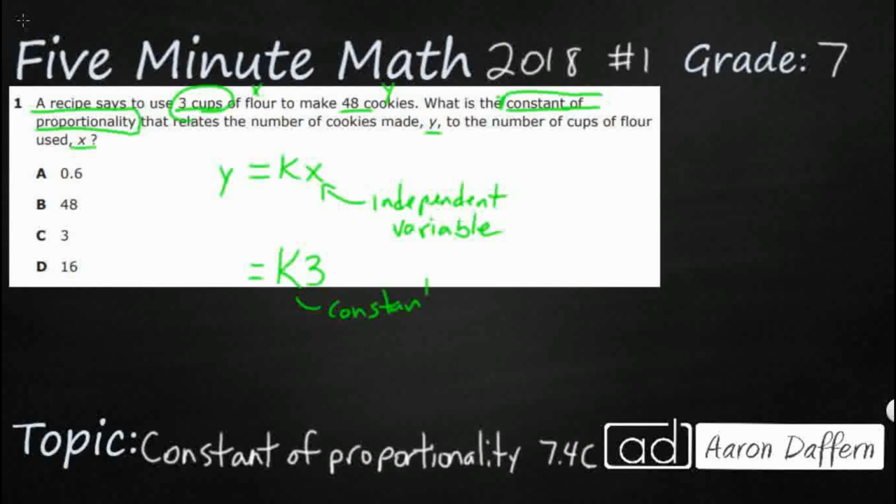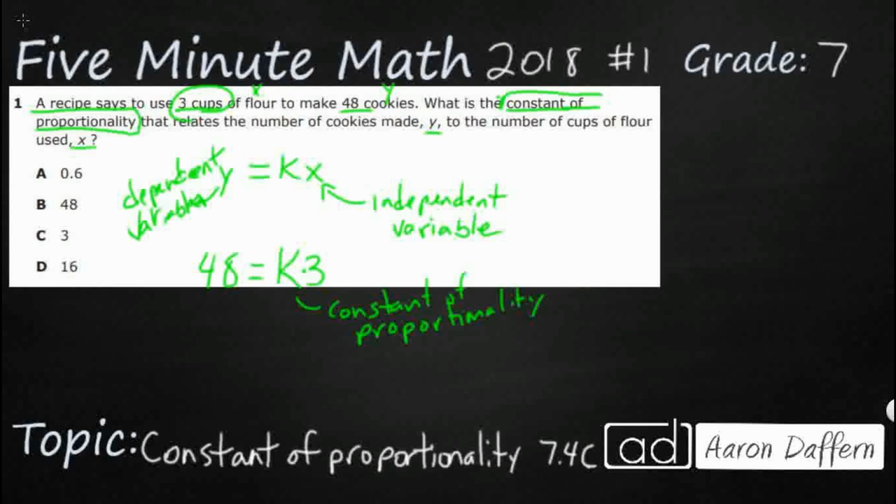So this constant, what are we multiplying this 3 by in order to get our result? Our result here is this y, which they said is 48. So that is our dependent variable. The dependent variable changes based on what we do with our independent variable. And so we multiply it by our constant, and we get this y of 48. So we start with 3, we multiply it by something, we get to 48.